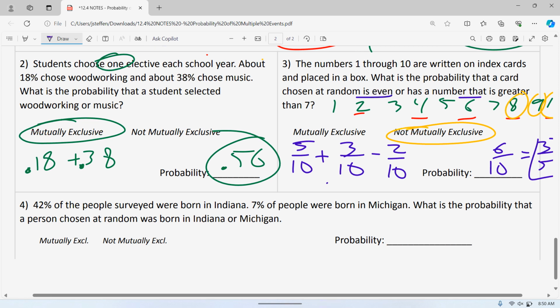Pretty straightforward. They're either born in Indiana or born in Michigan. Rarely do you have someone born on the Indiana-Michigan line. Actually, I just watched a documentary where the exact Michigan-Indiana line is not set in stone, so it's very probable.